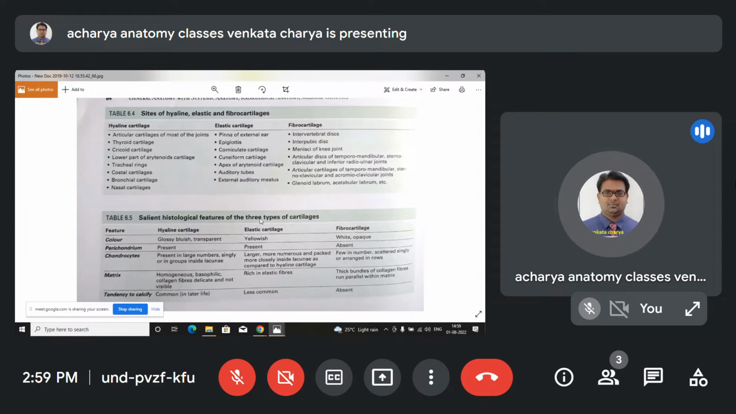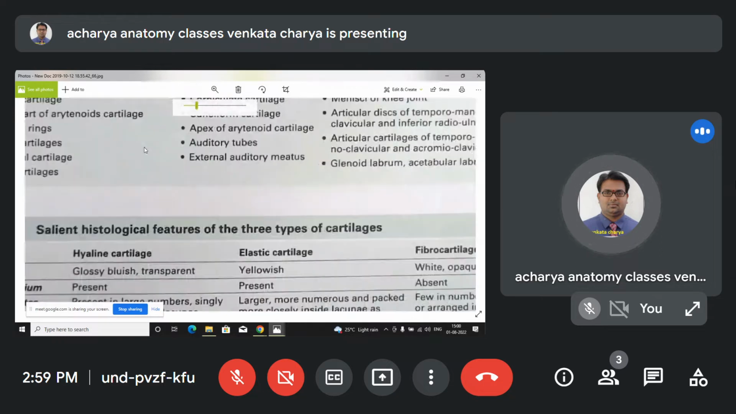Whenever we take a small piece of hyaline cartilage, where is hyaline cartilage present, where is elastic cartilage present, and where is fibrous cartilage present? We need to see the sites. Site means location. First we discuss the location of the hyaline cartilage.